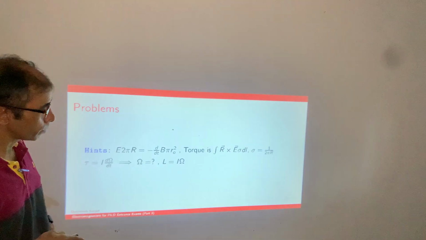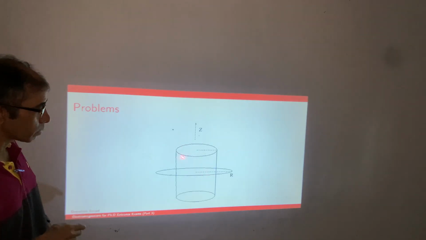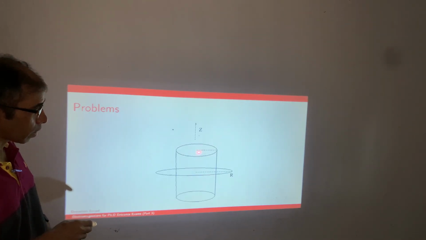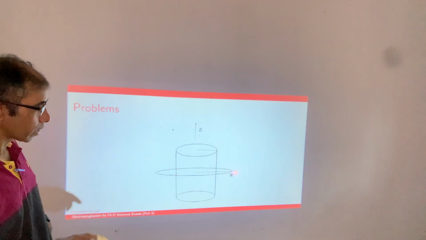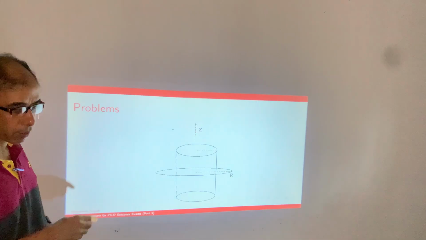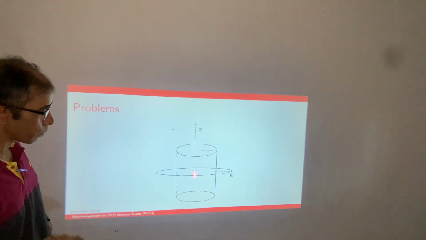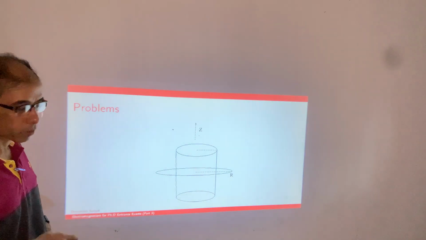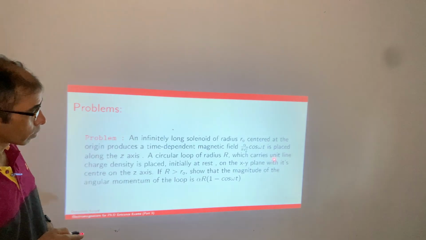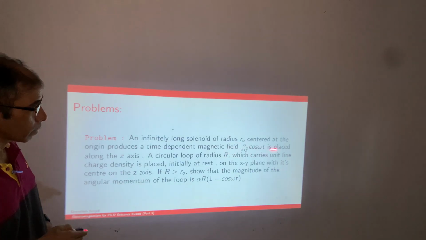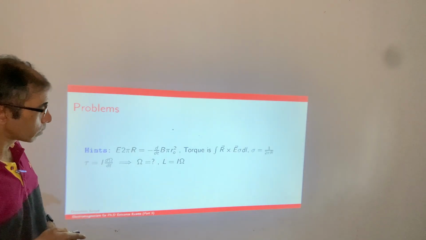So what is the problem? This is my solenoid, this is the radius r0, and this is another loop of radius r, which is kept like this, and this is the z-axis. Now the magnetic field inside the solenoid is oscillating. That is what is given in the problem. Time-dependent magnetic field.